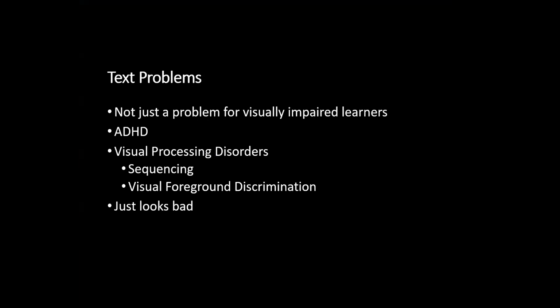So text problems. This is the one that I see frequently in courses that instructors create. And what I should say is, we've been talking a lot about accessibility in the context of people who use screen readers. However, there is another group of learners that this also impacts, and that's people with ADHD. They will oftentimes, if text is not following accessibility, tend to skip over lines because it's just overwhelming content. It's also people who have visual processing disorders, meaning maybe they have a problem with sequencing, visual and foreground discrimination. That means that they can't differentiate between the foreground and the text.